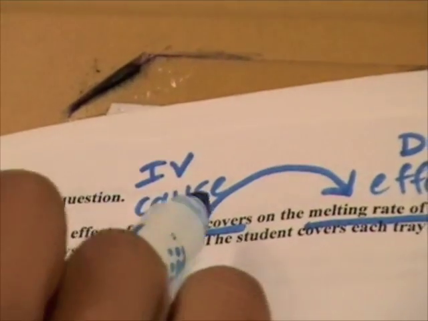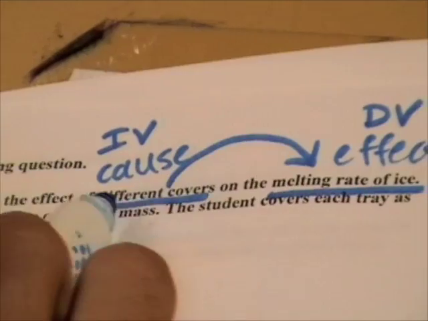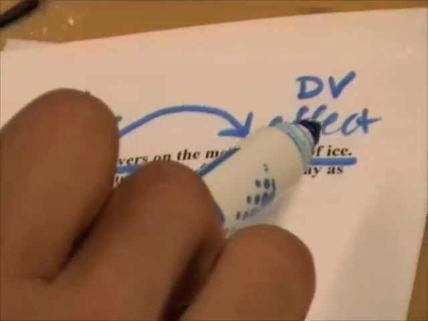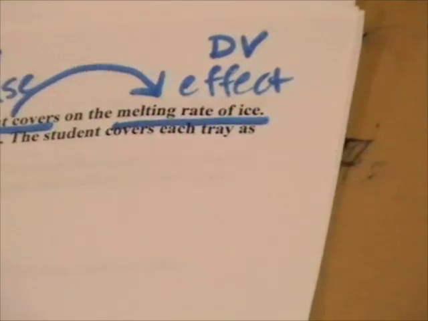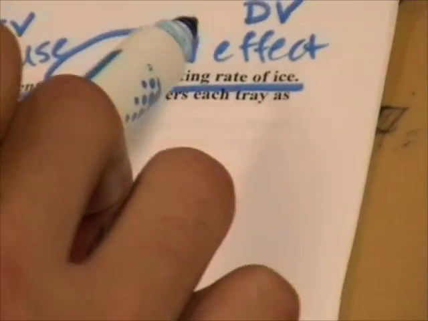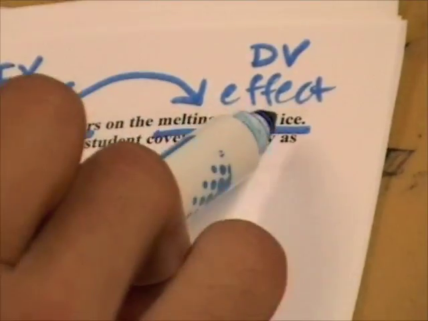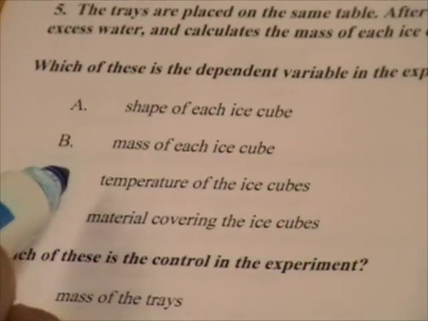Oh, I think I already know that. So if I look back up here, I know that I, as the scientist, changed the different covers to see how that impacted or affected the melting rate of ice. So I think I know what my dependent variable is. The melting rate of ice depends on the different covers. So it must be the melting rate of ice. Let's see if it's here.